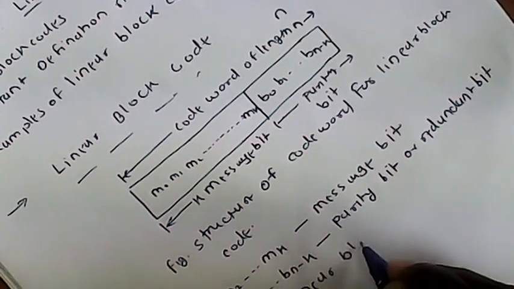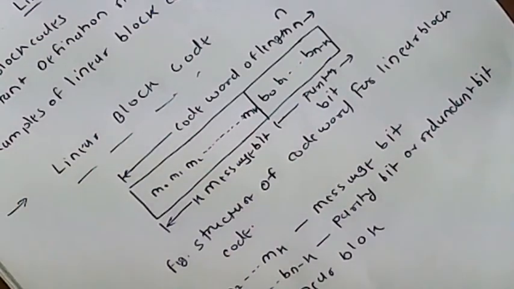The dimension of a linear block code can be defined as n comma k, where n is the length of the code word and k is the number of message bits. With k message bits identical to the sequence which is transmitted, the remaining n minus k are the parity bits.